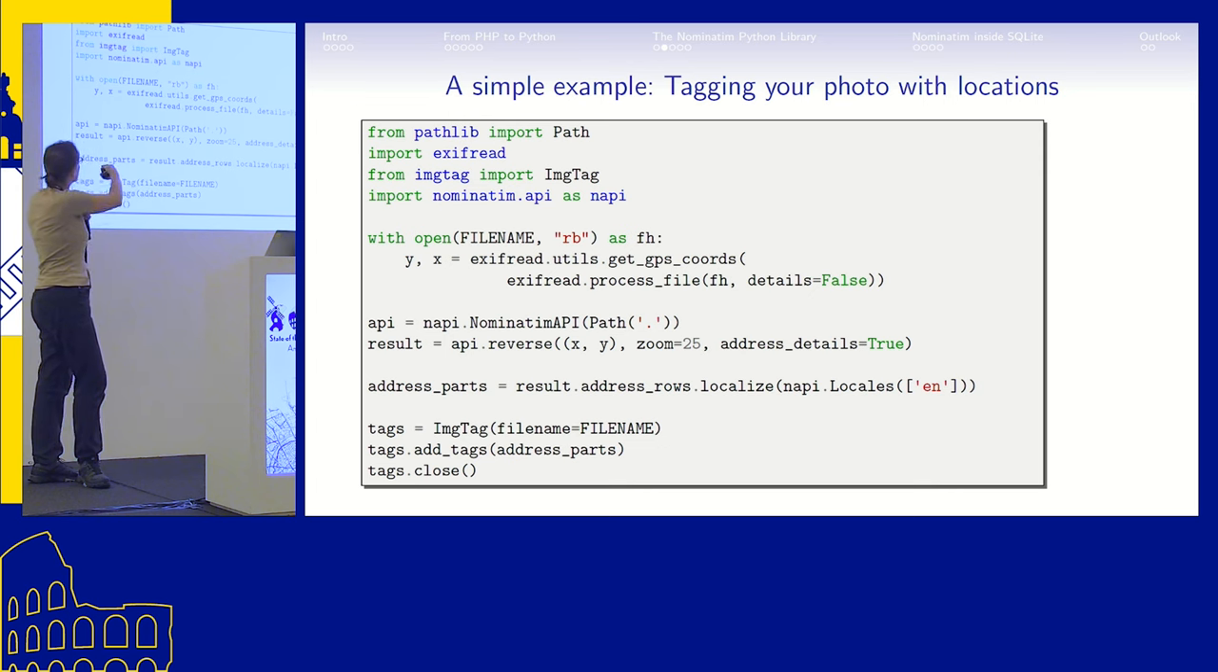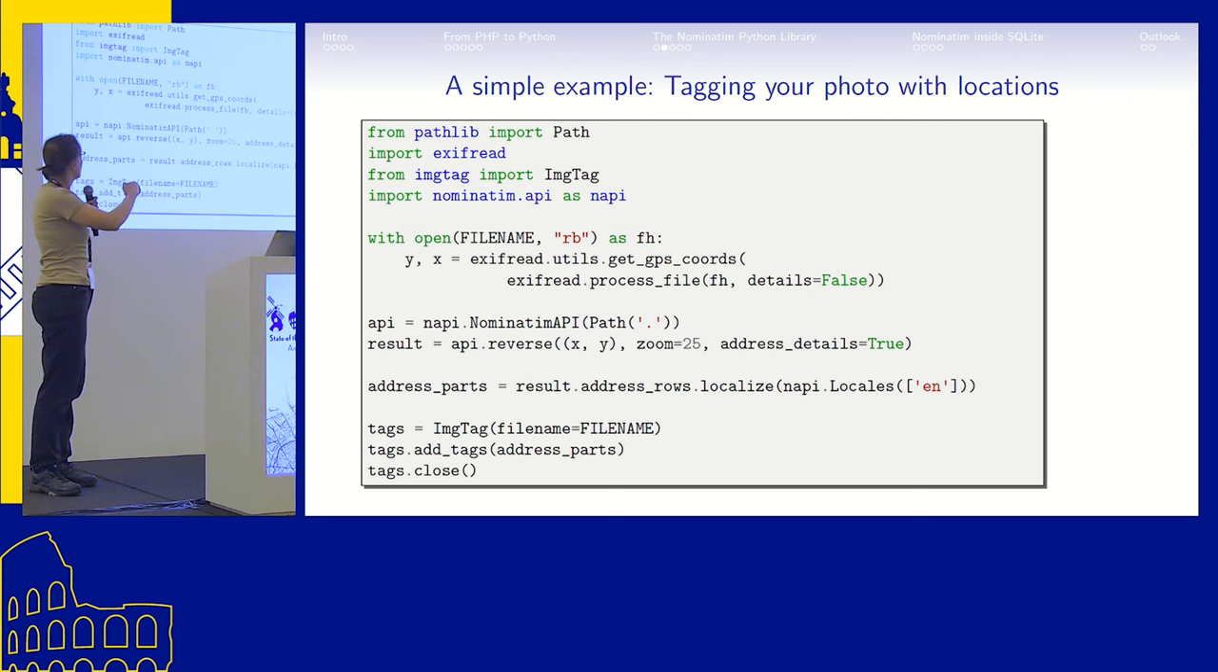So you start with a library that reads the GPS coordinates. We have this, exifread is doing this. So that's the first three lines. Then you need another library which writes back the places you found. This is the last three lines. ImageTag is doing this. That's perfect. And in between the three lines, that's all you need to do to query your local Nominatim installation. I'm not going to talk about how to set this up. There are other talks for this.